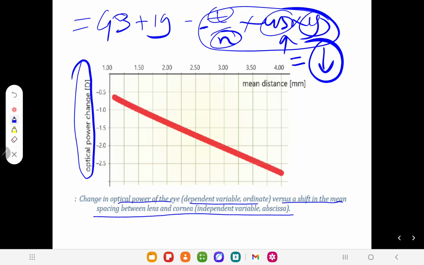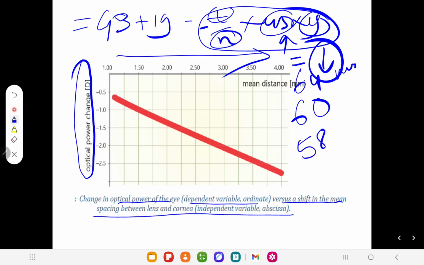So total optical power decreases and it becomes hyperopic as the distance between the cornea and lens increases. That's why, when the distance between cornea and lens increases, people become hyperopic, because total power decreases. Because we know that 60 means emmetropic, then 58 means hyperopic, and 64 means myopic. That's the concept: the total power of the whole eye decreases as the cornea and lens distance increases. Okay, that's the concept.